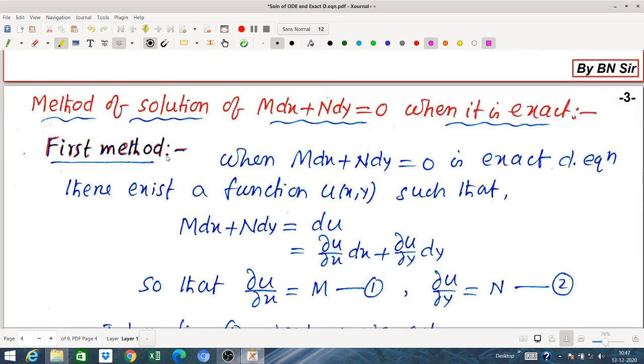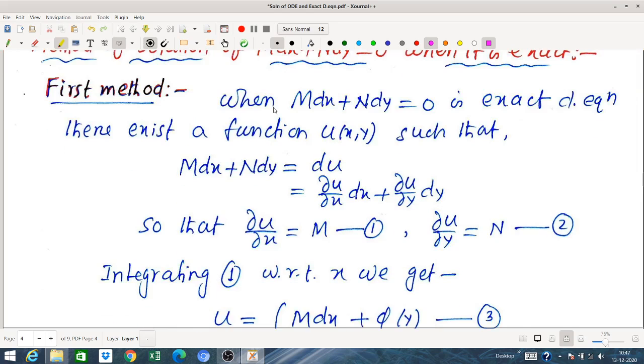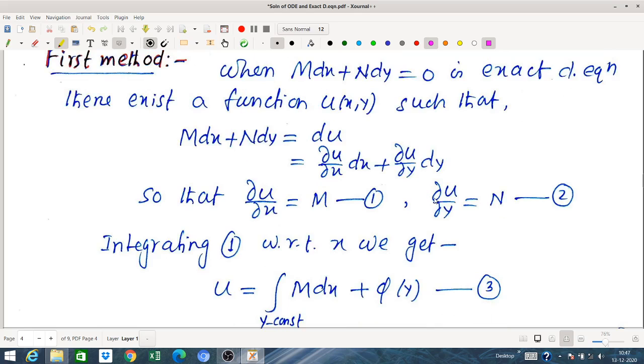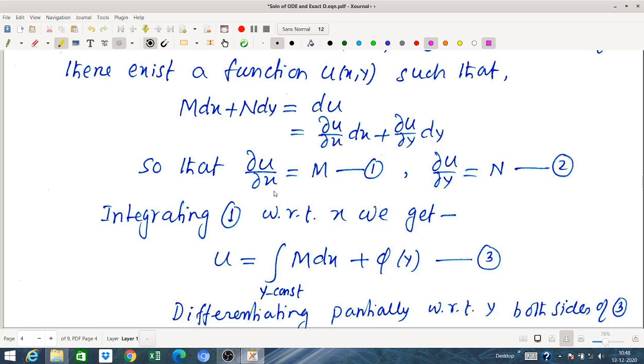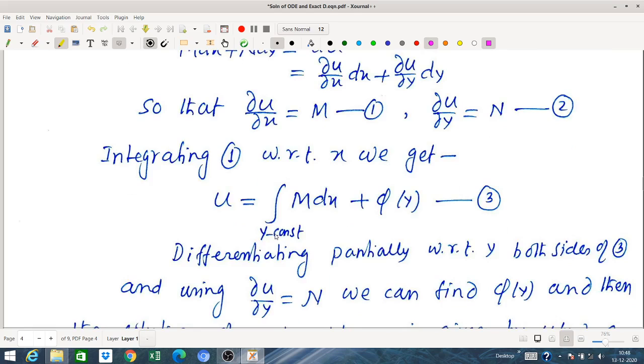Now, the method of solution of this exact differential equation, M dx plus N dy equal to 0, when it is exact. How to find the solution? First method: when M dx plus N dy equal to 0 is an exact differential equation, there exists a function u(x,y) such that M dx plus N dy equal to du, meaning del u by del x into dx plus del u by del y into dy. So that del u by del x is M, del u by del y is N. Now, integrating this number 1 with respect to x, we get u equal to integral of M dx, assuming y constant, partial integral, plus phi y. Whatever we have seen in the sufficient part also, this we have done.